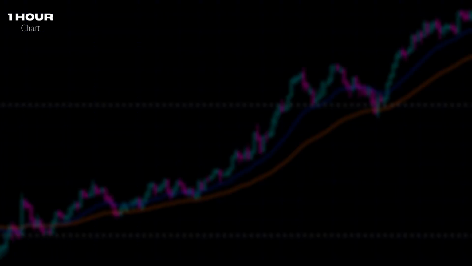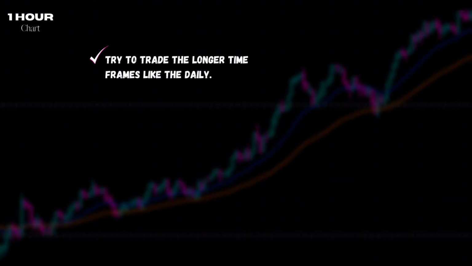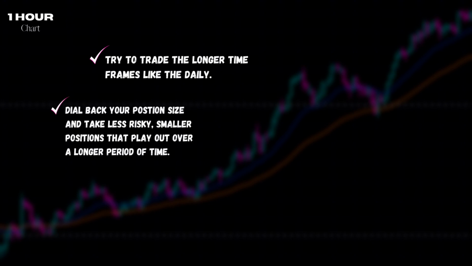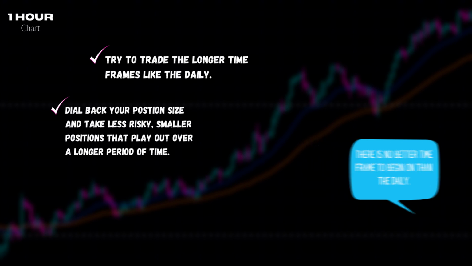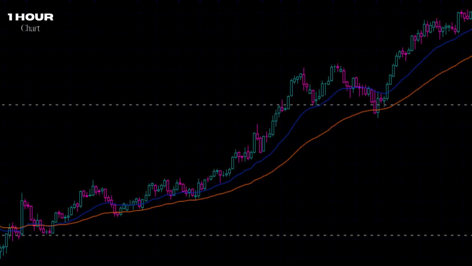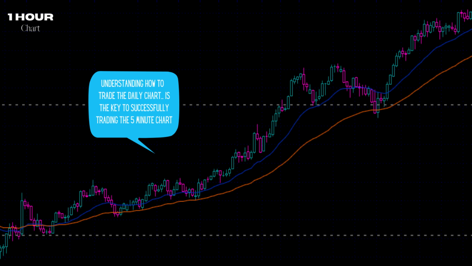If you are struggling to bring in consistent profits, try to work off of the longer time frames like the daily. Dial back your position size and take less risky, smaller positions that play out over a longer period of time. Not only is a daily chart more reliable to trade off of, but the smaller size and slower trades will allow you to manage real money trades at a more comfortable pace, while reducing the stress of being heavily leveraged. This will also help you to build the confidence that you will need when you return to trading bigger positions on the shorter time frames.